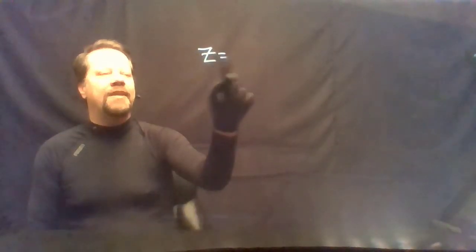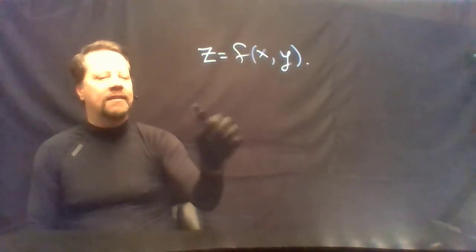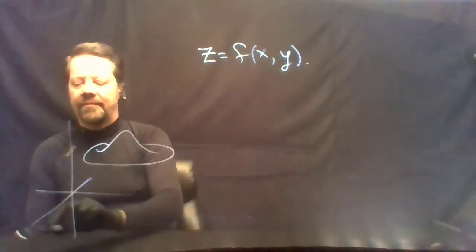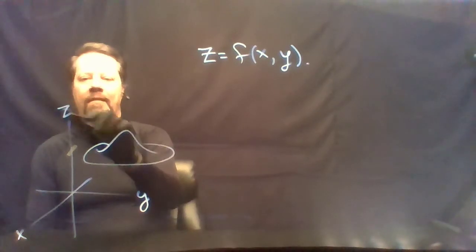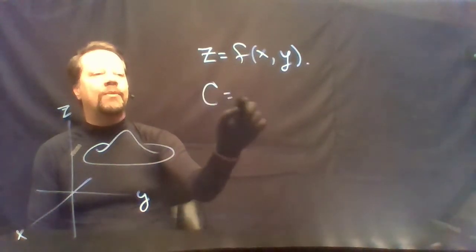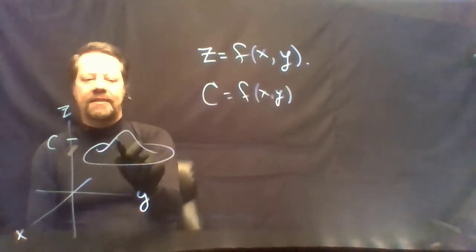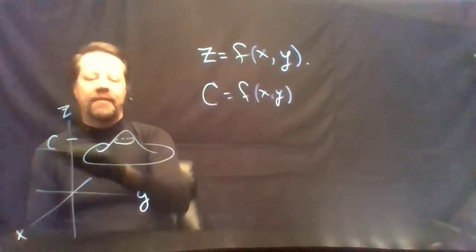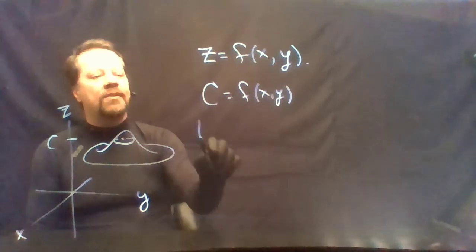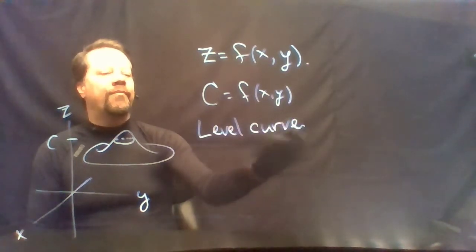If you have a surface of the form z is a function of x and y, for each x and y in the domain, you produce a height generating some kind of surface. If you set z equal to a constant, that takes that constant c and cuts off the surface and selects the points at that level. This is called a level curve.